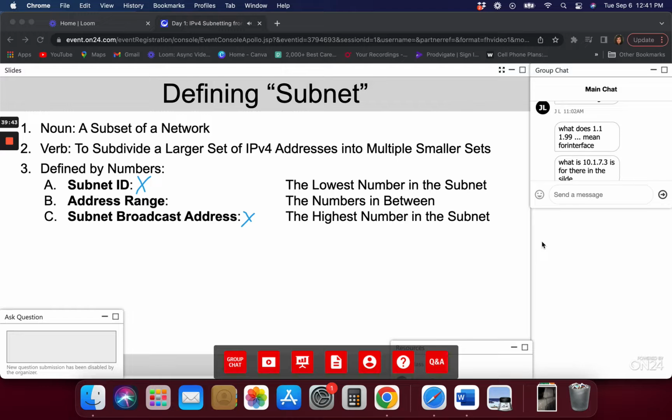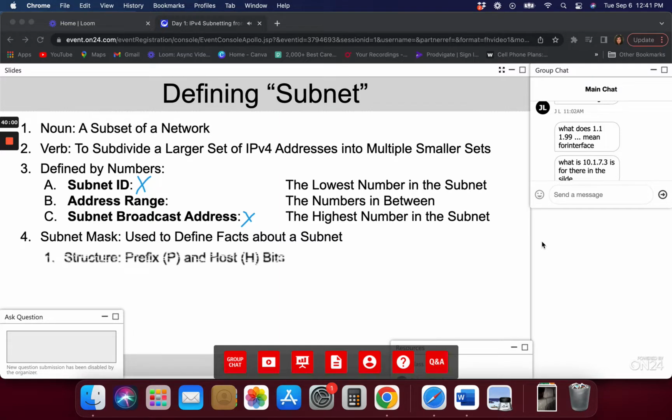So the subnet mask is key to those calculations. Now, the subnet mask I mentioned here and there, what it does is many things, but it defines things about the addresses in the subnet. It defines the structure. It tells us what you will generically call the prefix bits. That is, the bits on the left that are the same for every address in the subnet, the same value. And the host bits, which are the ones that vary from address to address, so you can create different numbers in the subnet.